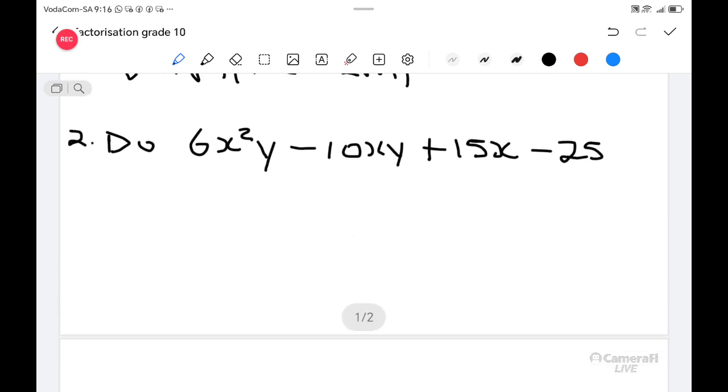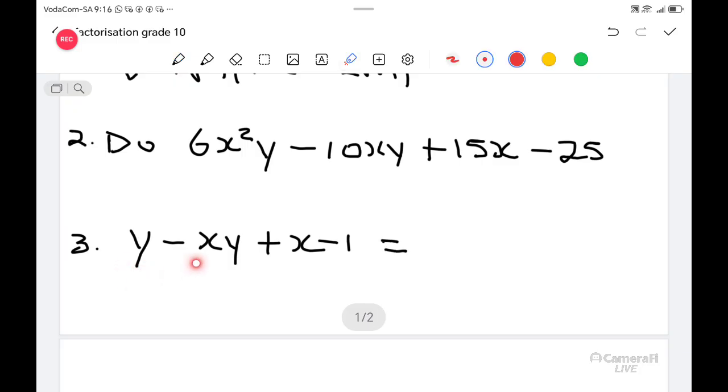So the next example, number 3. Example 3. What do we do? Now we have a different one: y minus xy plus x minus y. So they want us to factorize this one. But when we check, how many terms do we have? We have 1, 2, 3, 4 terms. This one is interesting. Then we can group these 2 terms.